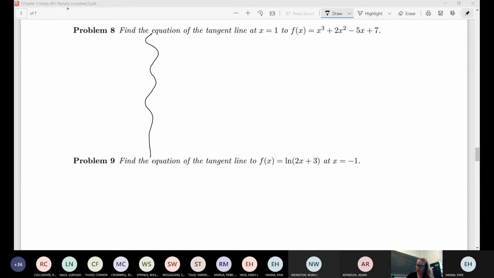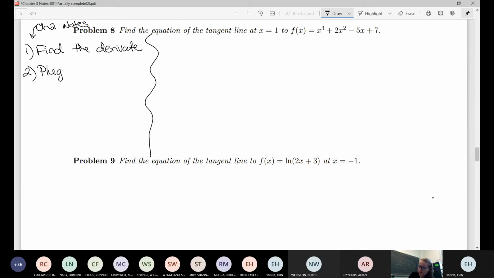Now, the thing I'm about to write down is technically from chapter 2 notes. So I'm going to write it down very quickly. We had the process in our chapter 2 notes, but let me just remind us of what that process is. So we're going to find the derivative. We're going to plug in the x value to f of x. This is going to give us the point for our equation. And f prime of x is going to give us the slope for our equation.